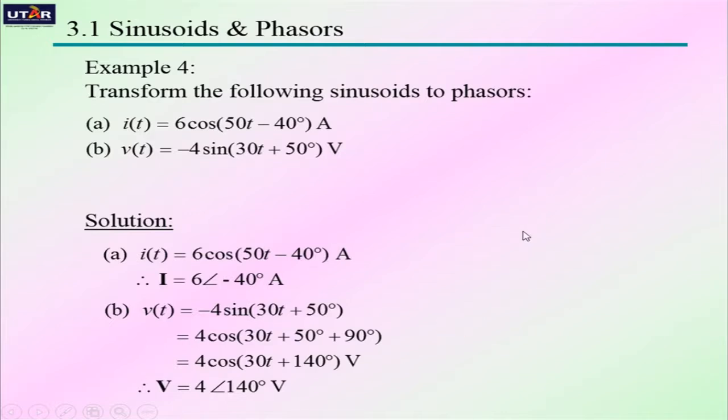Here's another example, Example 4. We are asked to change from sinusoid to phasor. Since a phasor only takes into account the phase and the magnitude, all we need to do is extract this information from the sinusoids. For example, in A, if we are to express this in polar form, it will be written as 6 magnitude with angle negative 40 degree. Same goes to B. We have to change it to cosine first, and then it can be expressed as 4 magnitude 140 degree phase.